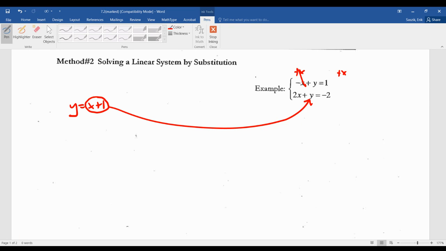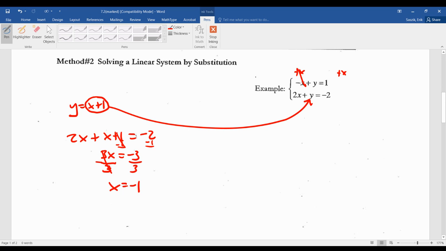Okay, so I'm going to now rewrite the second equation. 2x, but instead of writing plus y, I'm going to write plus x plus 1, and it still equals -2. But now we just have one variable, and this is easily solvable. 2x plus x, of course, is 3x. We're going to move the 1 over, so we get 3x equals -3. If I divide by 3, I get x equals -1.